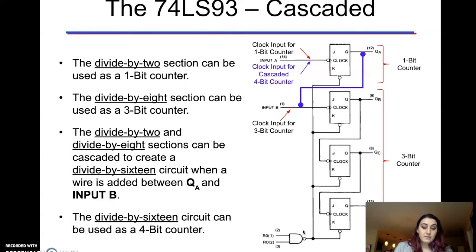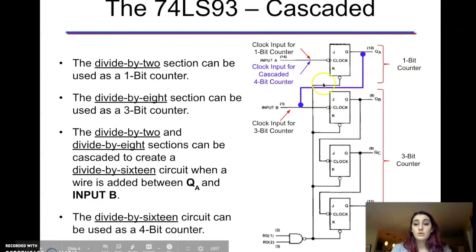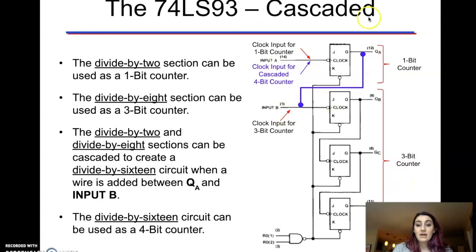So what you're now seeing is that the 74LS93 can be used as a 1, 3, or 4-bit counter. We can get a little clever with this chip, and we can create a cascade or an external connection between the 2 portions of the chip to create a divide by 16 circuit. So we have the divide by 2 section, which is up here, which is a 1-bit counter, and then we have the divide by 8 by itself, which is a 3-bit counter. When we cascade them together using an external wire, we can create a divide by 16, which allows us to create that 4-bit counter.